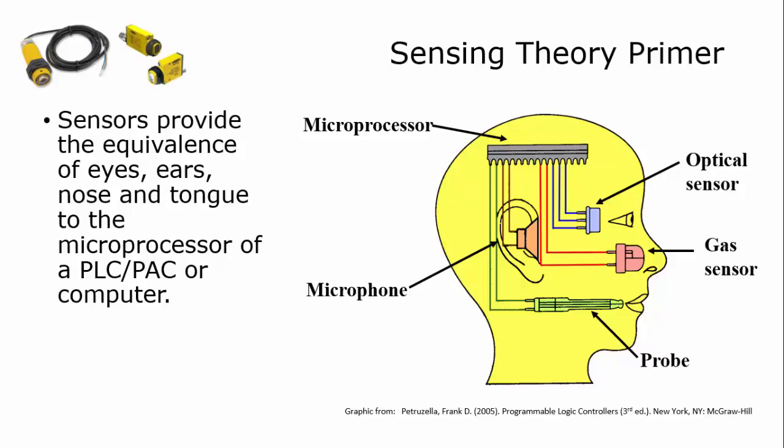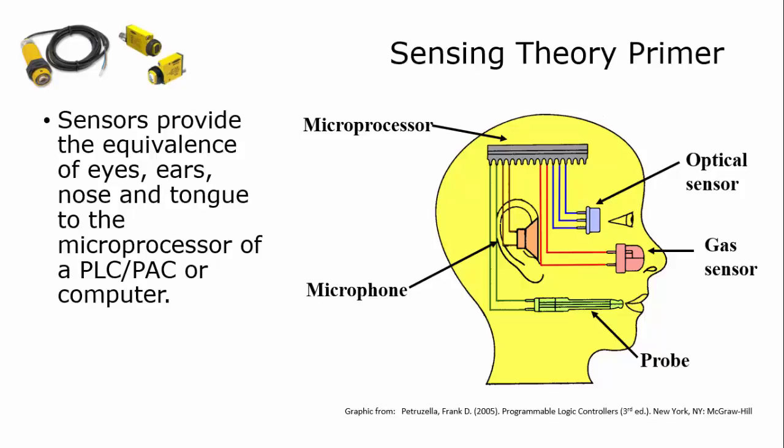So sensors are used in all types of automated manufacturing systems, and they provide the eyes and the ears, the tongue, the nose to the controllers, like the PLCs or the PACs, as programmable logic controllers or programmable automation controllers.